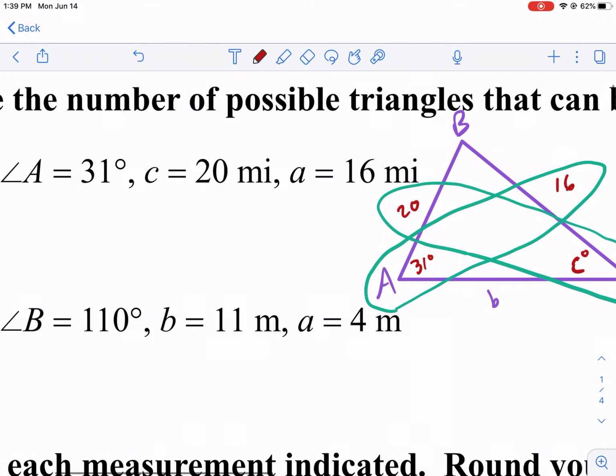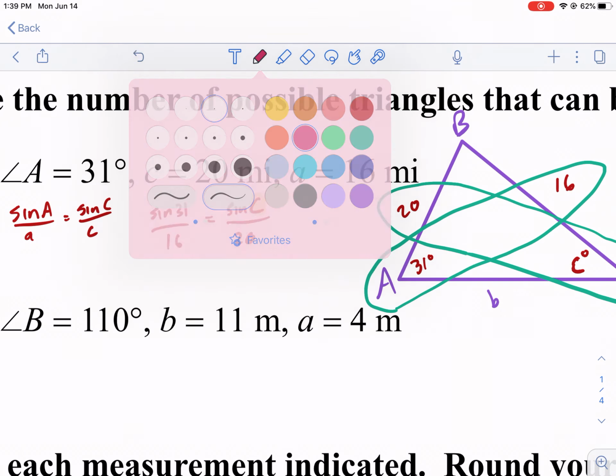Let's go ahead and put the law of sines onto paper. So let's start with A. That's our known. So we can say sine of A over a equals sine of C over c. I'm not going to write it all out again, just to save time. Sine of 31 over 16, that's what A is equal to, and big A, the angle, is equal to sine of C, that's the unknown we're looking for. So I'm going to highlight it. Over 20. Notice how there's only one unknown here, which is good. You can only have one unknown.